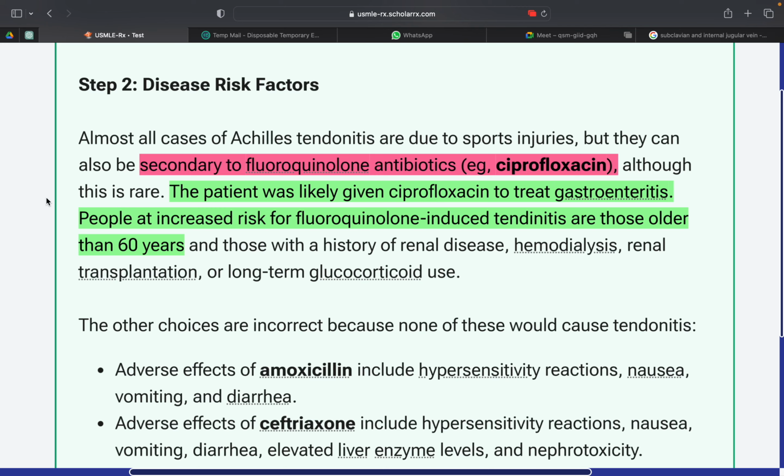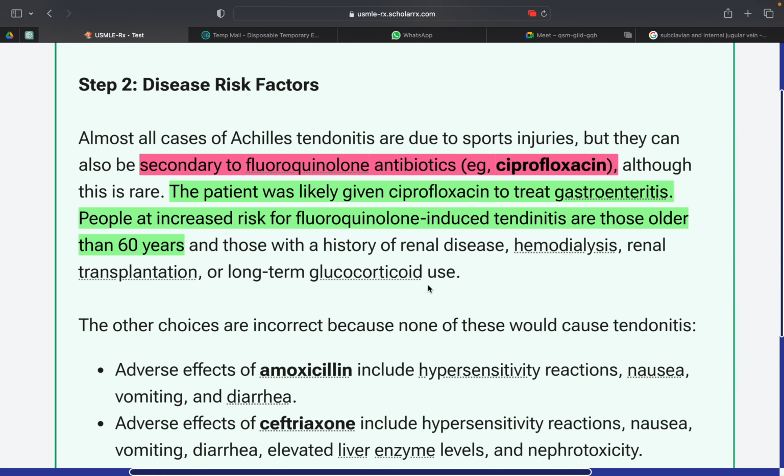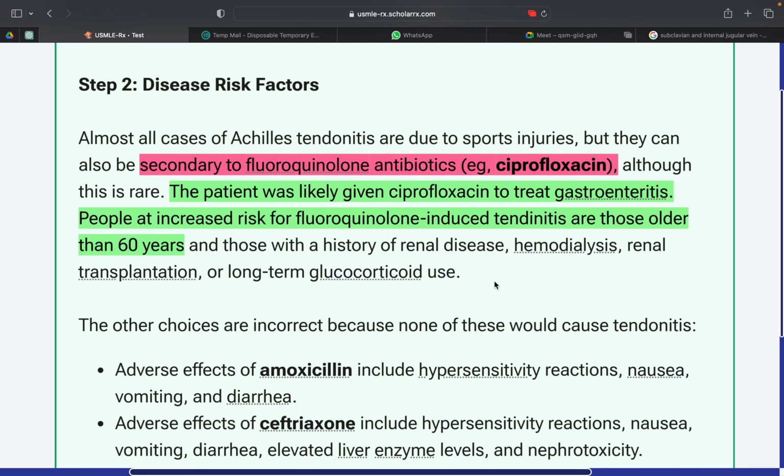I have one thing here to explain. Older patients than 60 years, patients of renal disease, patients of hemodialysis, patients of renal transplantation, patients of long term glucocorticoid use, all these patients are suspects of immunosuppression. These patients have a weak immune system. Because these have a weak immune system, there will be easy inflammation, or easy immune attack on the Achilles tendon whenever you are using ciprofloxacin. That's why, because this is fluoroquinolone.